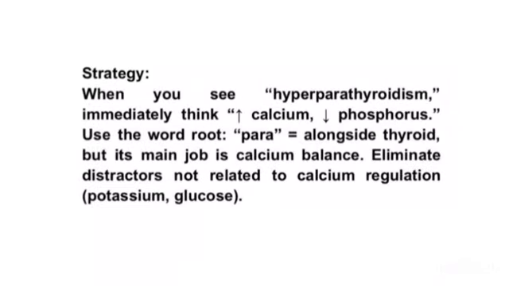Strategy: when you see hyperparathyroidism, immediately think increased calcium, decreased phosphorus. Use the word root. Para equals alongside thyroid, but its main job is calcium balance. Eliminate distractors not related to calcium regulation: potassium, glucose.